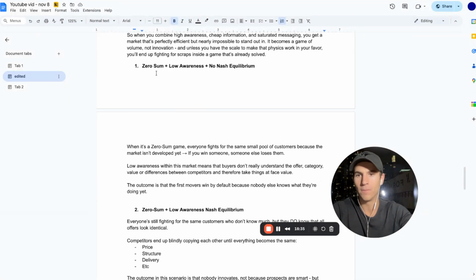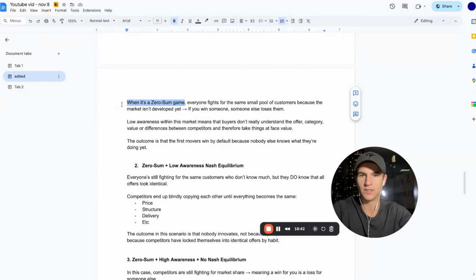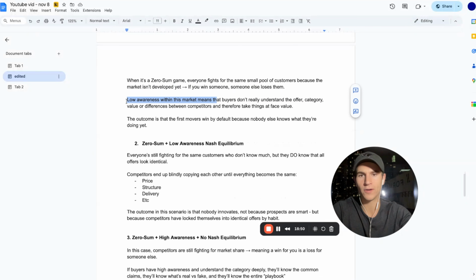Number one is zero sum, low awareness, and no Nash equilibrium. When it's a zero sum game, everyone fights for the same small pool of customers because the market isn't developed yet. If you win, someone else loses. Low awareness within this market means that buyers don't really understand the offer, category value, or differences. The outcome is that the first movers win by default because no one else knows what they're doing yet.